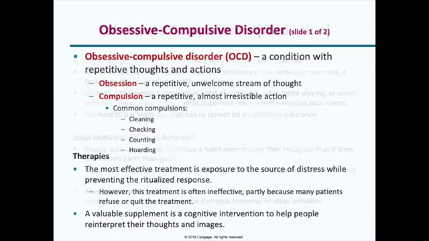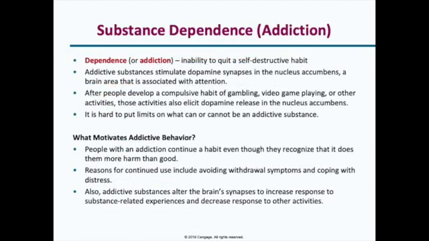Slide 19. Let's talk a little bit about substance dependence, addiction. People who find it difficult or impossible to stop using a substance are said to be dependent on or addicted to it. Almost all addictive drugs increase the release of dopamine in a small brain area called the nucleus accumbens, which is apparently critical for attention and reinforcement. However, beware of assuming that the release of dopamine causes addiction.